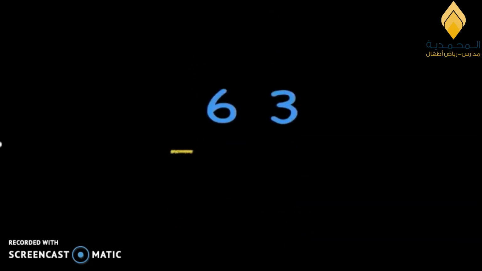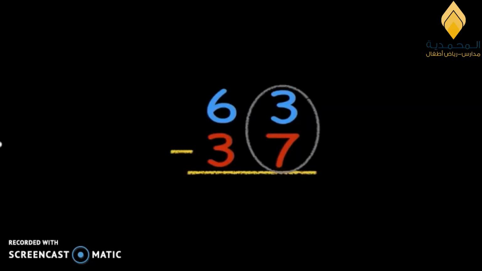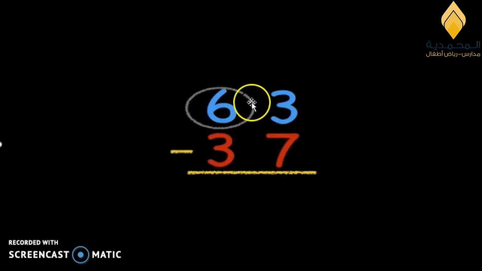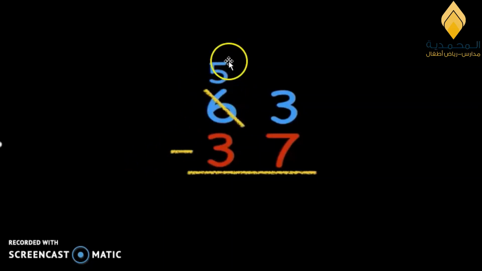For example, 63 minus 37. Okay, we're going to do it without drawing. First, start with the ones place. We're going to take away 7 from 3. We cannot do it. Look at 6 and take 1 from 6. It will become 5. This is what regroup means: take 1 from 6 and it will become 5. Then the 3 takes 1 from the 6, so it will become 13, as we did before. Just put 1 beside the 3, it will be 13.